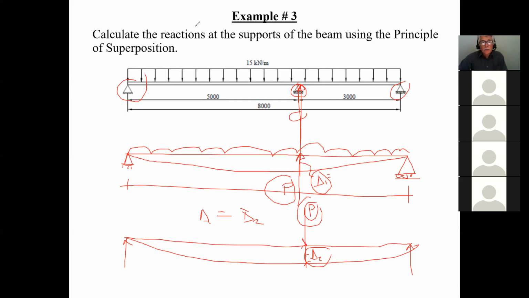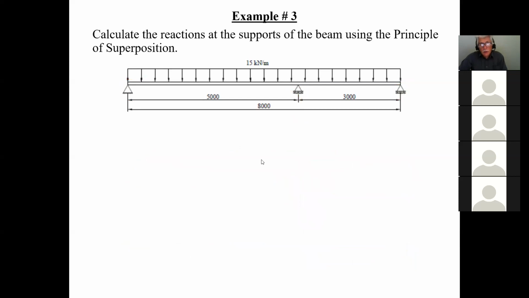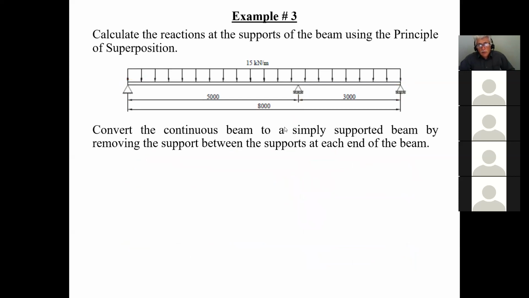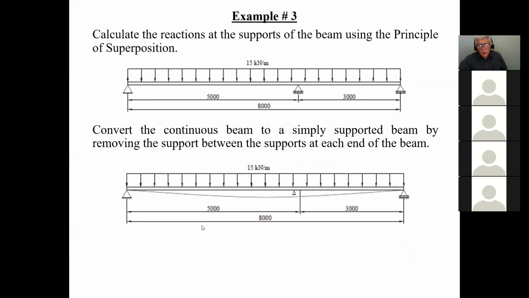So now what we're going to do is convert the continuous beam to a simply supported beam by removing the support between. So I'm going to remove the support, and this is what I have. Now all of a sudden I have an 8-meter span, no longer 2 spans of 5 meters and 3 meters. I have an 8-meter span. And what I want to do is calculate the deflection caused right where I removed the support.